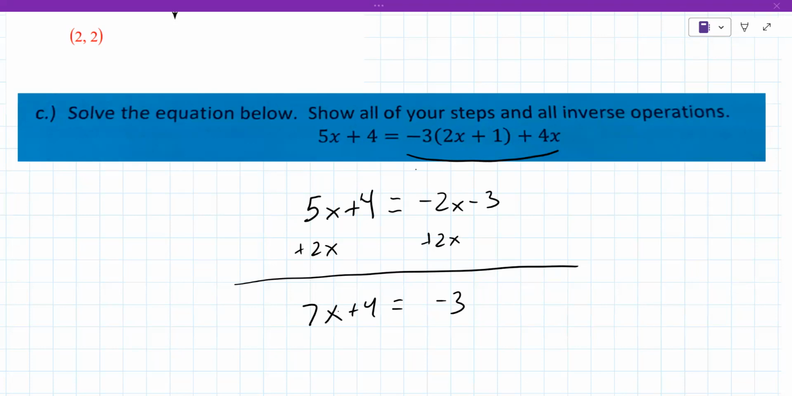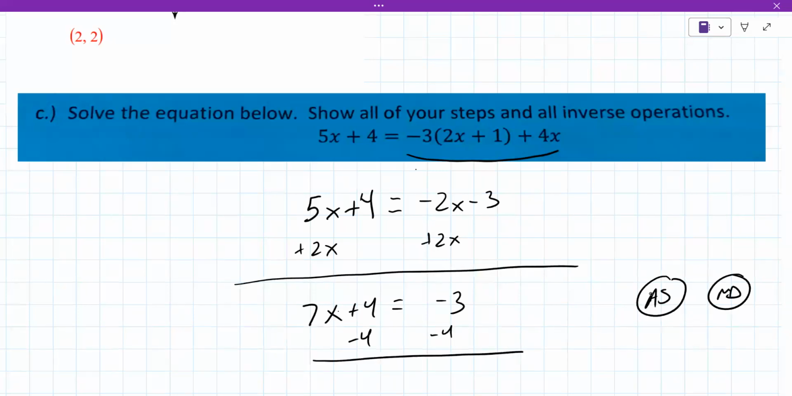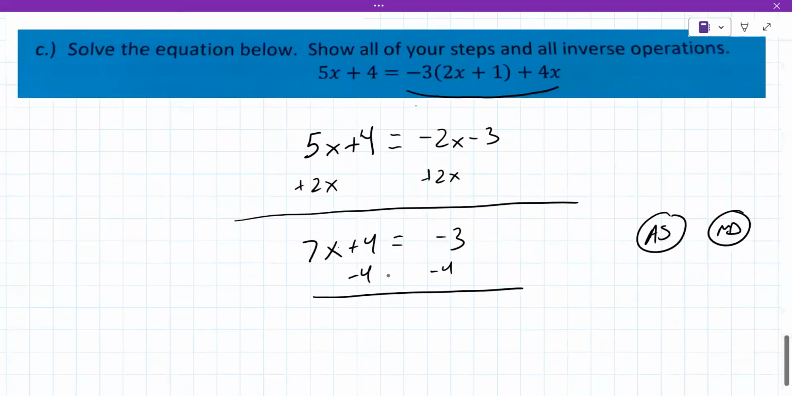Okay, so now what do you do to get rid of stuff? You look at the side with the variable. Do you get rid of the addition by 4 or multiplication by 7? You undo addition and subtraction before multiplication. So, addition by 4. You're going to subtract 4 from both sides. Yes. And then you get on the left 7x. On the right, it's -7.